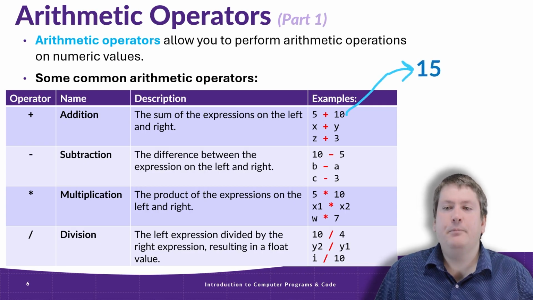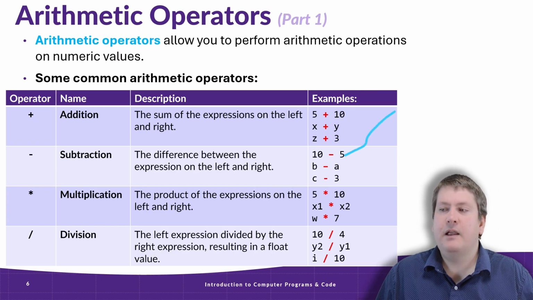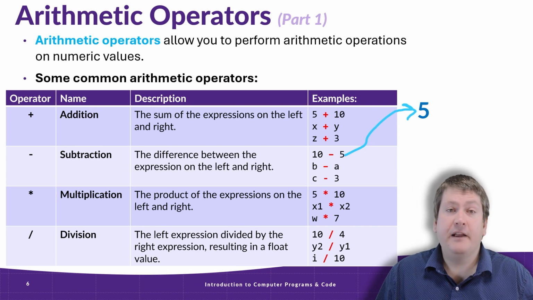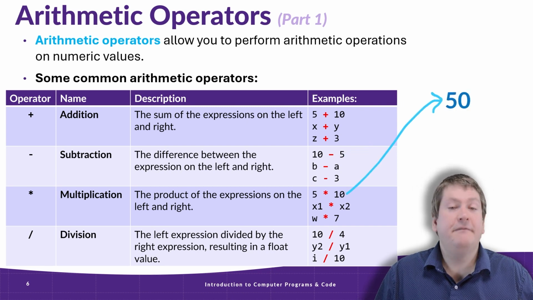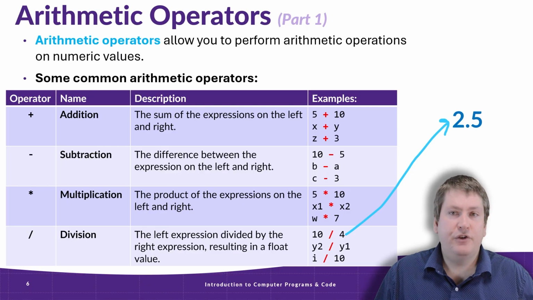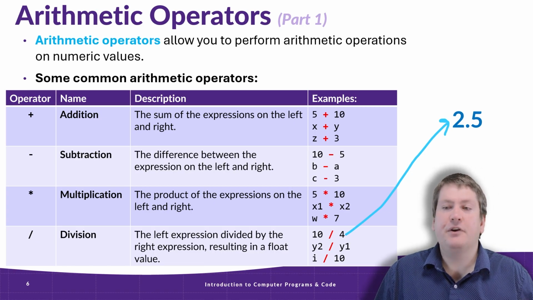Here, in this example, the addition operator is being used to add 5 and 10, and of course, that would result in a 15. Subtraction, we have 10 minus 5, and that's going to result in a 5. Multiplication, 5 times 10, that's going to equal 50. And division, 10 divided by 4, is going to be 2.5. So one other thing we should consider is the types that these are going to return.